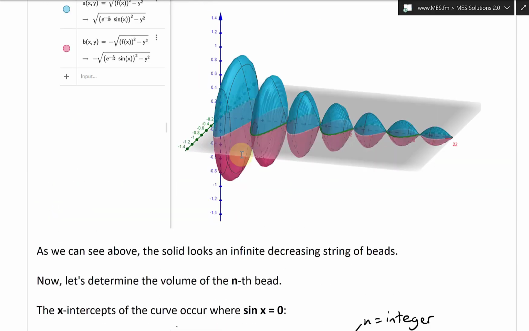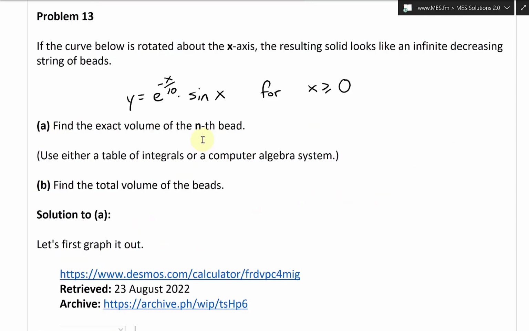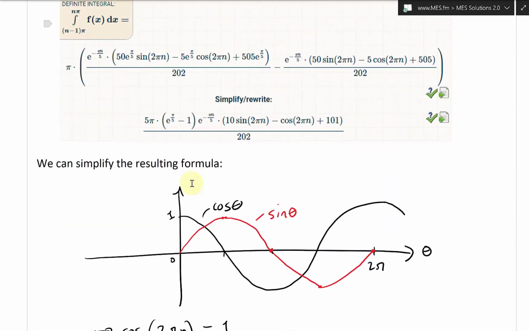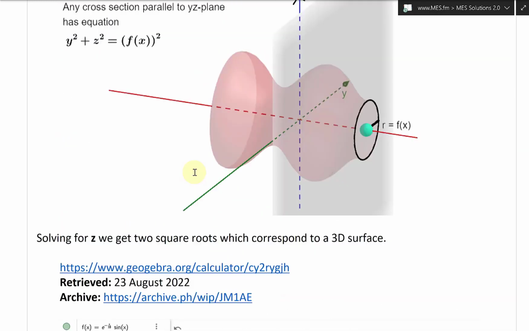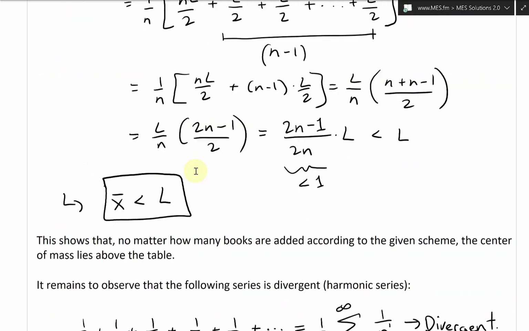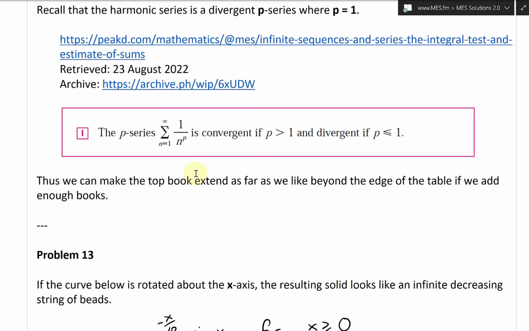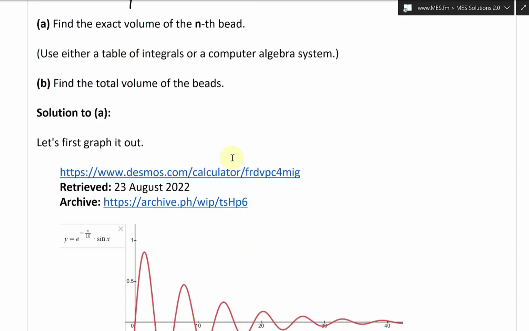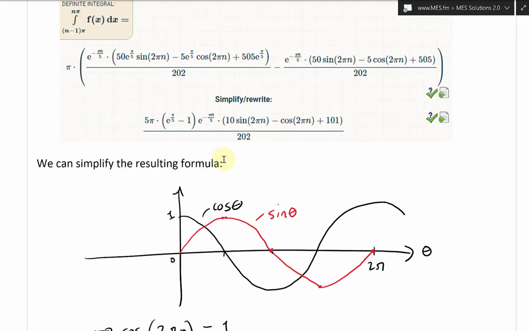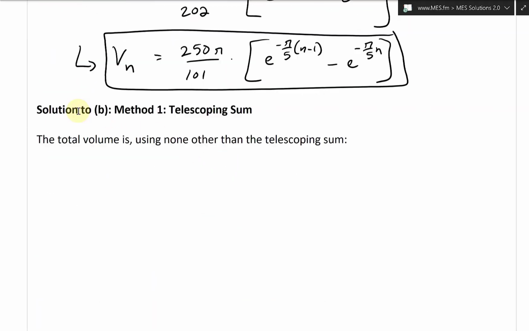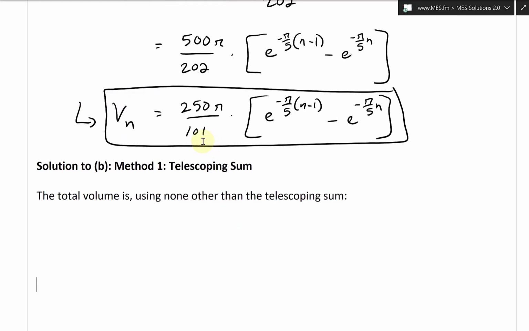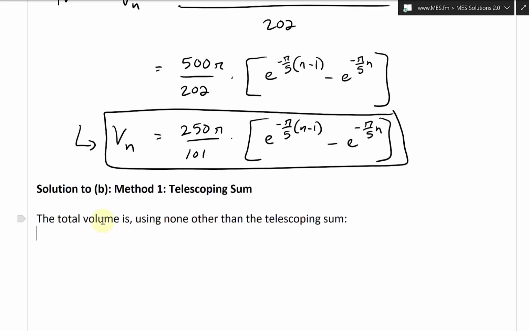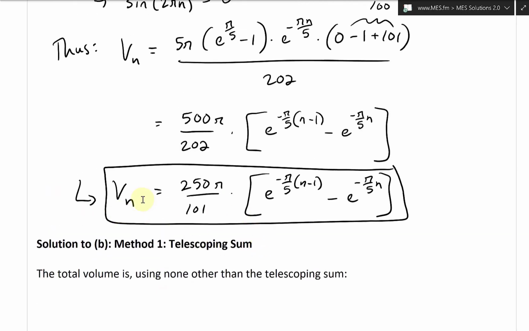So now we've got to find the total volume of the beads. So in other words, take the sum to infinity. Again, that's because the function we're looking at is just for x greater than or equal to 0. So we're going to sum this up all the way to infinity. So that's the nth bead, and we're going to have infinite beads. Alright, so let's take a look at the solution to B and find the total volume.